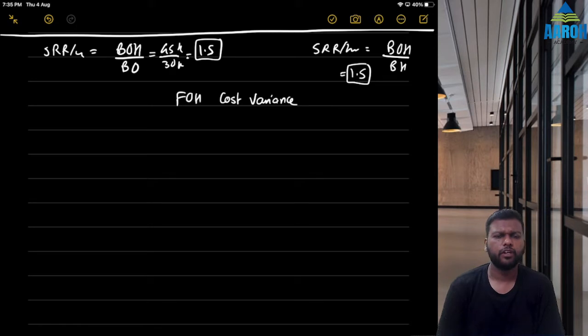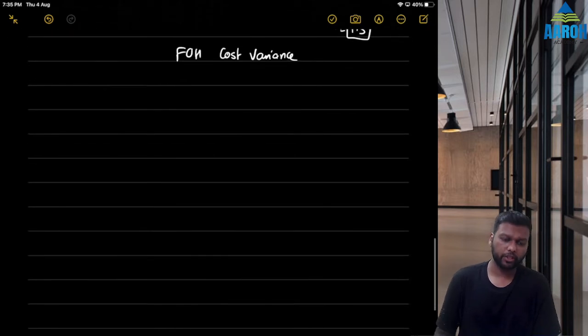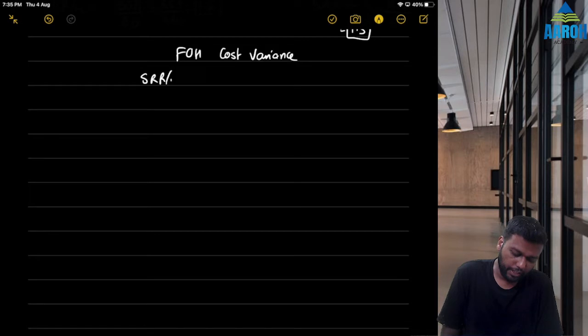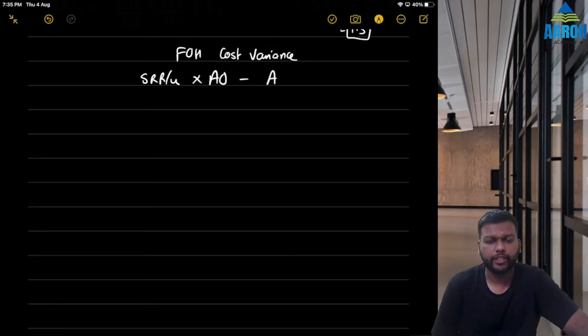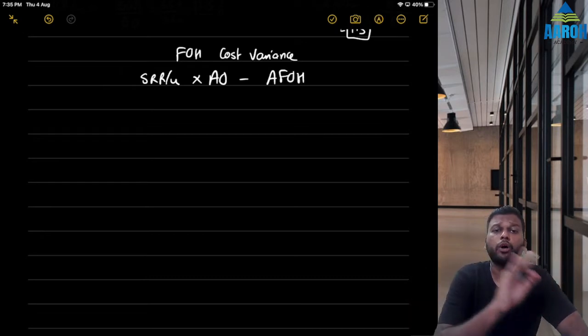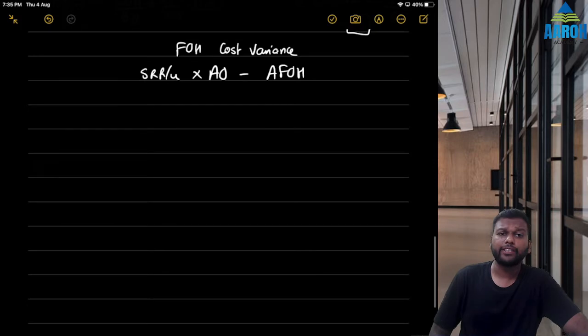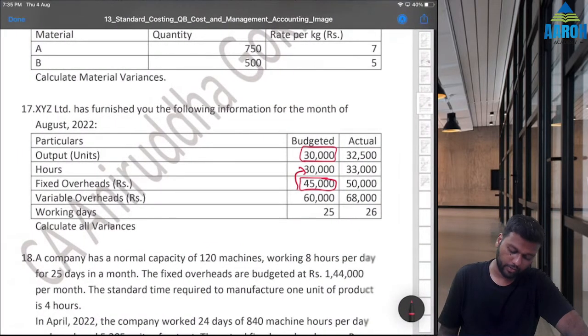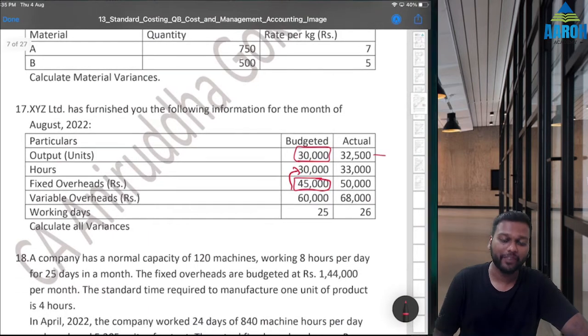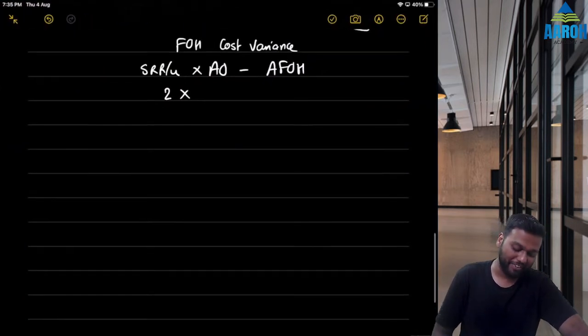Now the fixed overheads cost variance formula is exactly the same as variable overheads. So fixed overheads cost variance is what? SRR per unit into actual output minus actual fixed overheads. This is standard minus actual, absorbed minus actual, that's it. Absorbed cost minus actual cost. So SRR per unit is what? 2. Actual output is given to us. Actual output is what? Sorry, not 2. 2 was for variable overhead, I'm sorry. 1.5 we just calculated.